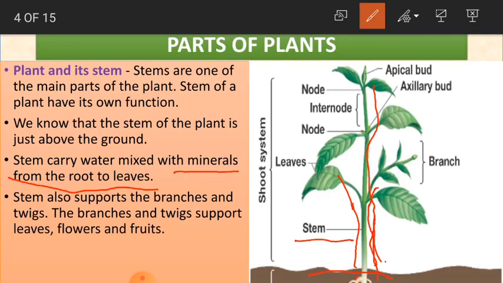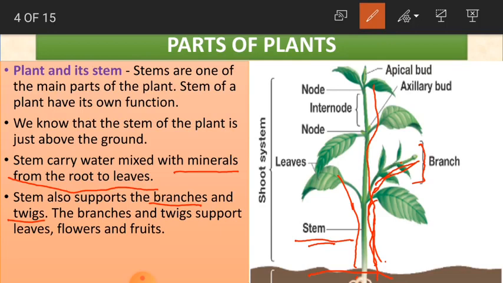So the water which is in the root is carried by the stem to the leaves to give energy to the plant. Okay, children? And now the stem also supports the branches and twigs. Stem, what does it do? It supports the branches. See here, what is the branch? We are getting new leaves on a branch here. The stem is expanding into so many branches.